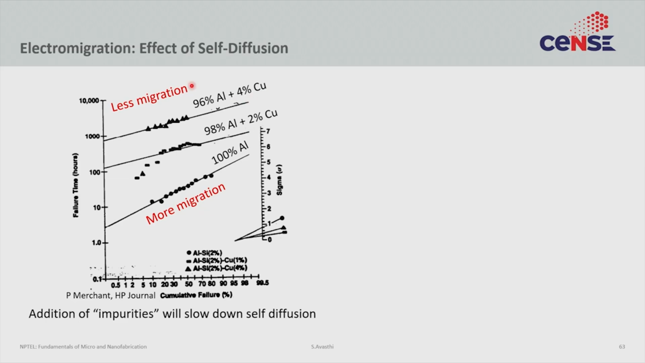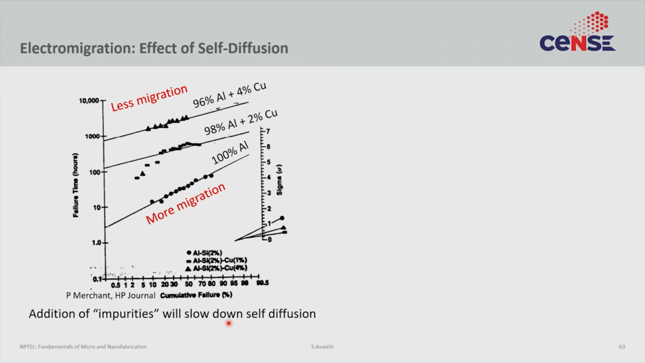So, clearly if you were to make a contact, or not a contact but a metal line, it is better to make it with 96% aluminum and 4% copper than it is to make with 100% aluminum. And the reason for this is the addition of impurities tends to slow down the self diffusion. So, a lot of this movement is because aluminum is diffusing in aluminum. If aluminum has to now diffuse into a copper aluminum matrix, the diffusion is a little bit slower.